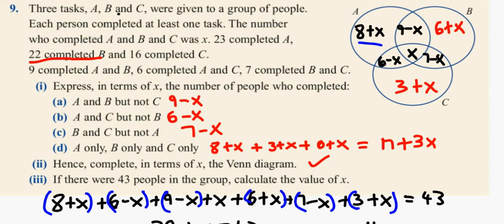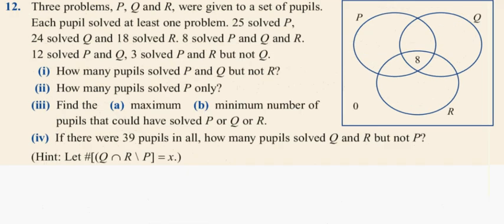Okay? Alright guys, quick look at question 12. I'm going to have to go fast. I have 3 minutes. Okay, you ready? Look at this. 3 problems, P, Q, and R, given a set of pupils. Each pupil solves at least one problem. That means there's no outside. Everybody got one problem correct. At least one problem. That makes sense?